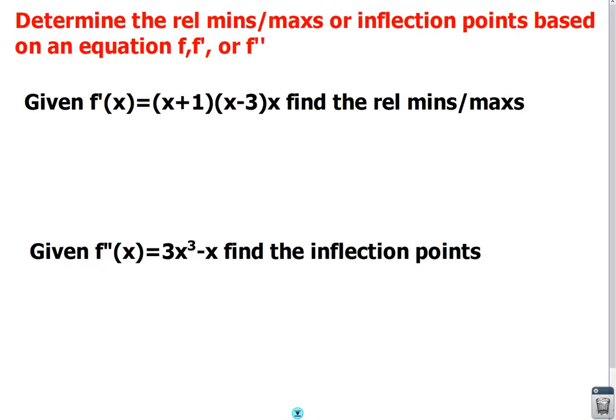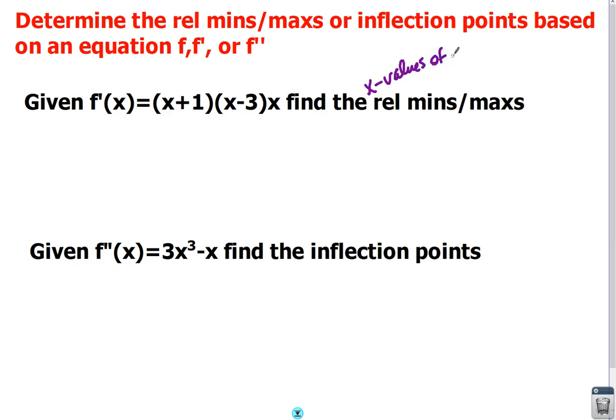Let's see the next concept here. Determine the relative minimums and maximums or inflection points based on an equation f prime or f double prime. So given f prime is equal to (x plus 1)(x minus 3)(x), find the relative minimums and maximums, or actually where they are, because I can determine the x values. I can't determine the y values of these because I don't have the function itself. So find the x values of relative minimums and maximums.